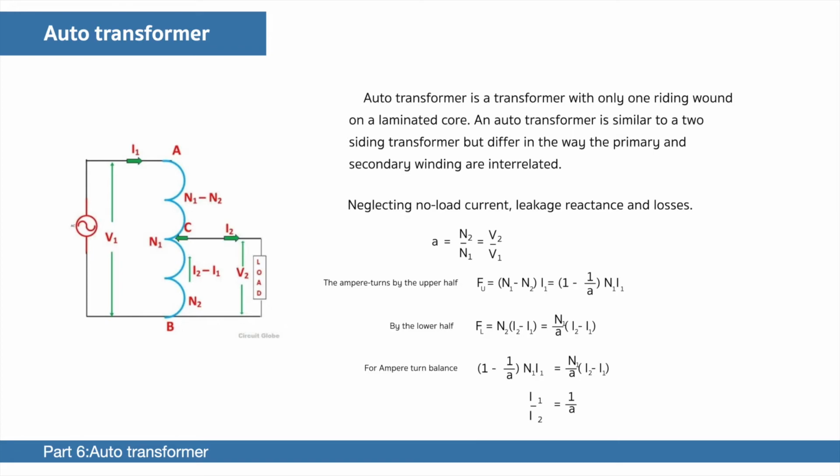The tapping may be fixed or variable. When an AC voltage V is applied across AB, an alternating flux is set up in the core, and as a result, an EMF is induced in the winding AB. A part of this induced EMF is taken in the secondary circuit, neglecting no load current, leakage reactance, and loss. When we write ampere turns for the upper half and lower half for ampere turn balance, we're going to get I1 over I2 equal to 1 over a.